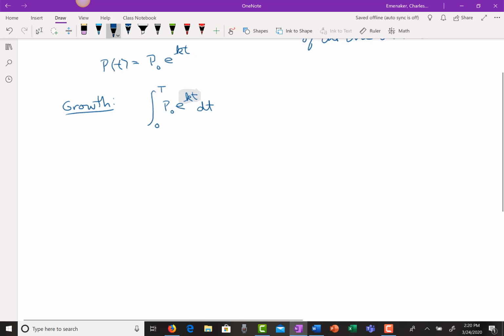We can actually integrate this fairly straightforwardly. Remembering P sub 0 is just a constant. So what we're going to get is that constant. And when you integrate e to the KT, you get back e to the KT and divide by the derivative of whatever this exponent was. The derivative is going to be K. We're going to evaluate from 0 to capital T. Now be careful, capital T is different from a lowercase t. Capital T represents a specific amount of time, for example, 5 years.